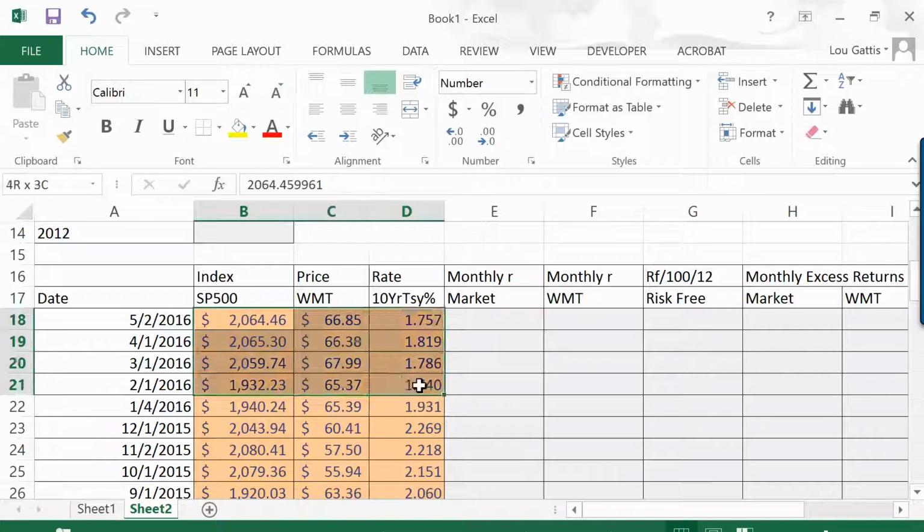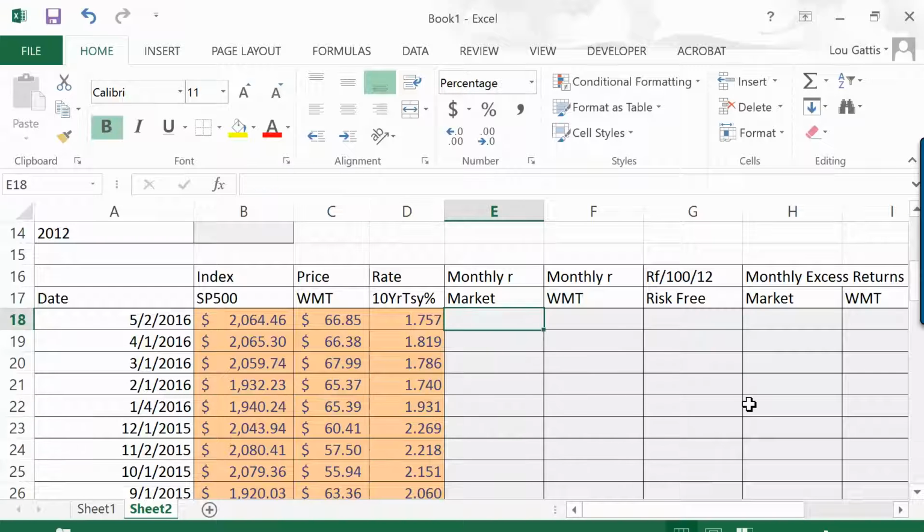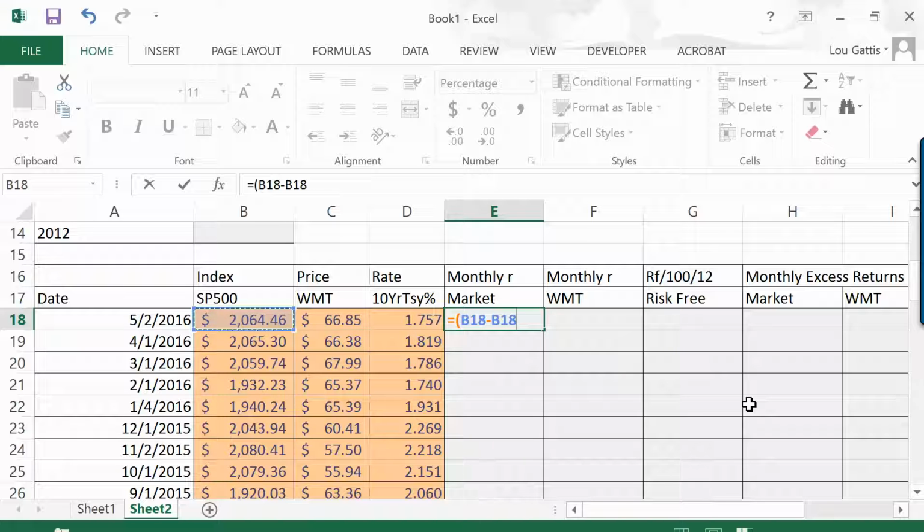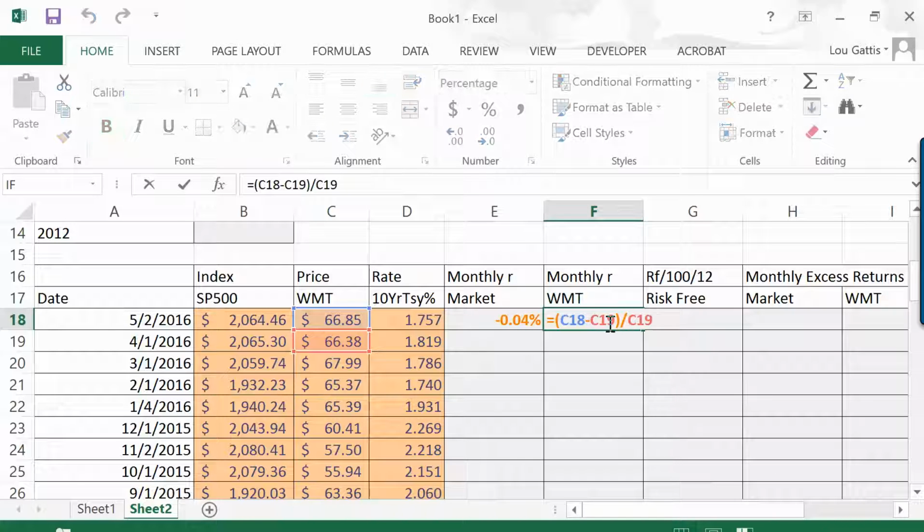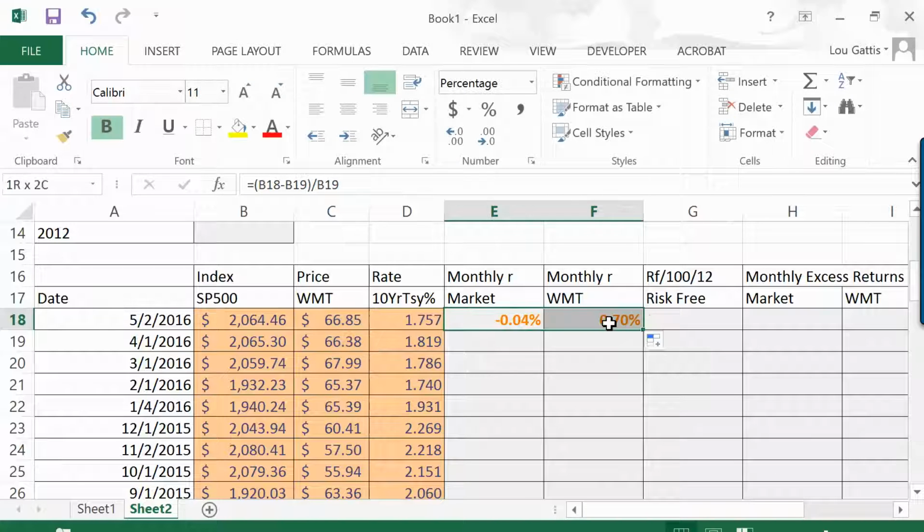So here's my data of adjusted closes. So let's get the total return, or the monthly returns of the S&P and Walmart. So in the S&P 500, this is May 2nd, 2016. I'll take the May price minus the April price divided by the April price. I'll copy that for Walmart, May price minus April.